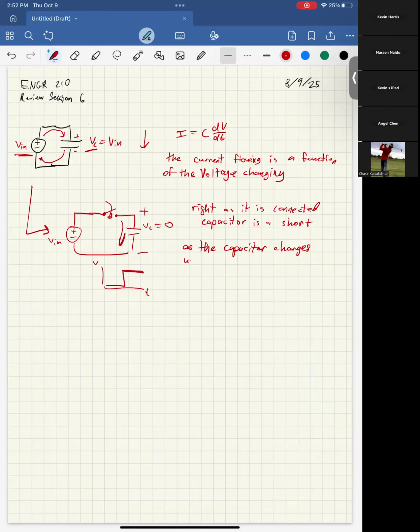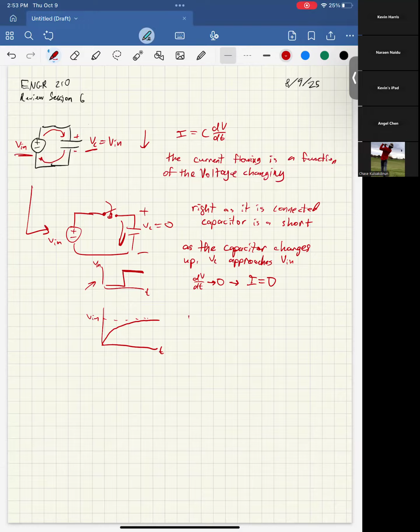So as the capacitor charges up, VC approaches V in, which means that dV/dt approaches zero, which means that the current goes to zero. What this looks like, so the basic form for a capacitor equation, is that when you connect the voltage like this, this will correspond with the capacitor having an exponential approach to that V in.